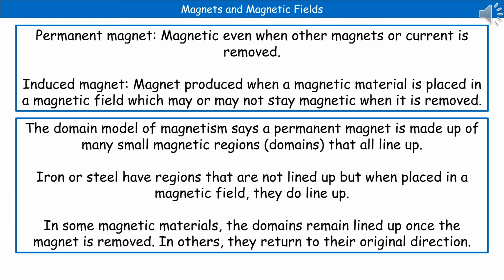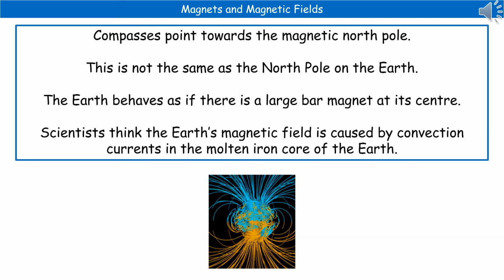If we think about a material that might be magnetic, so iron or steel, they have regions that are not lined up, but when we place it in a magnetic field, they do line up. So that when we then remove that material from the magnetic field, then they may return to their original direction, or potentially they could stay lined up.